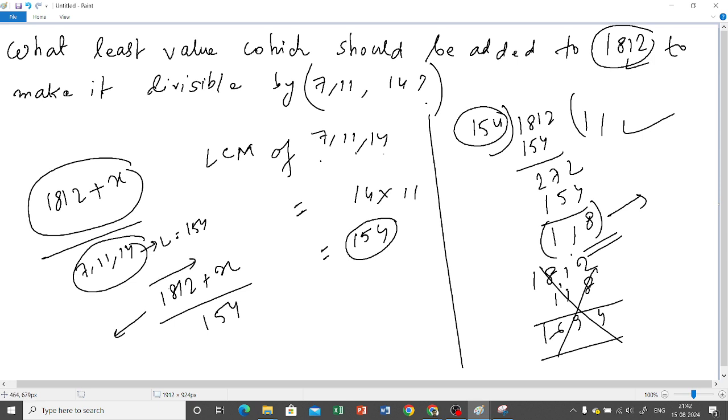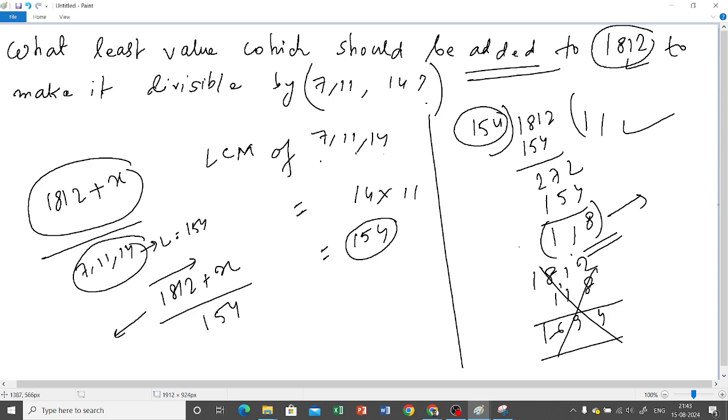That means the question is what value should be added. The question is not subtract. If the question was what value should be subtracted, you could have subtracted the remainder, finish. But the question is what value should be added, and remainder is never added. Remainder is the waste product, scrap product. It should be subtracted. But the question is added. So I need to do something else.